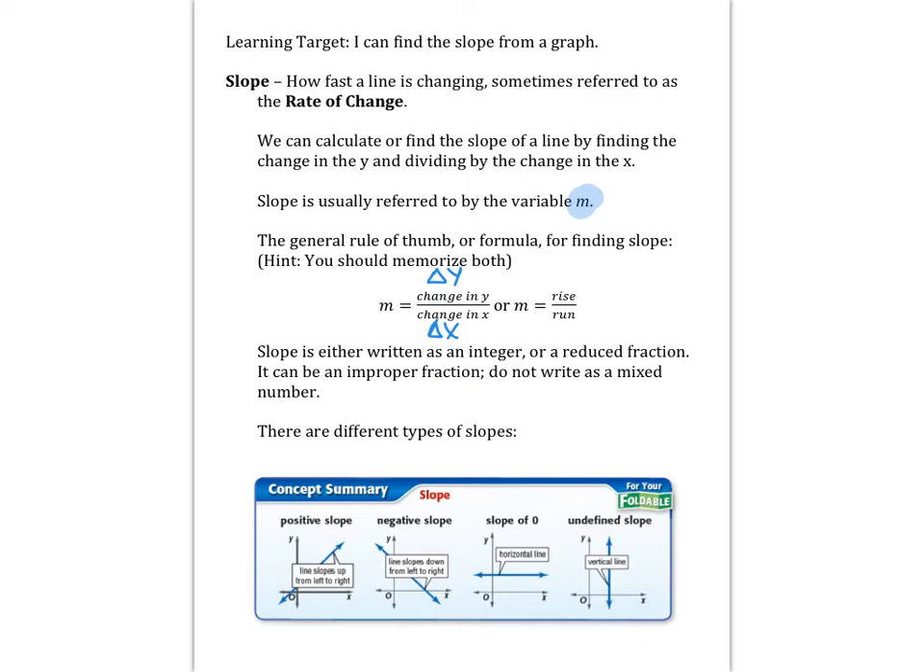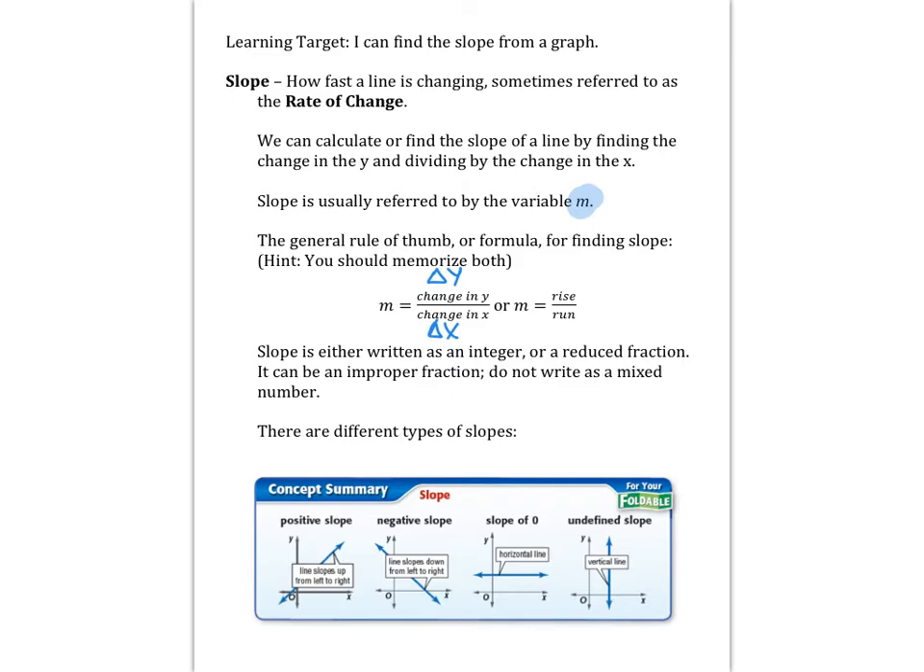Slope is either written as an integer or a reduced fraction. It can be written as an improper fraction, but never write it as a mixed number. And we will learn that you'll never see it as a mixed number, and you don't want to write it as a mixed number because if you have to graph that slope, then it's very, very difficult. So do not write it as a mixed number. We want to leave it as an improper fraction or an integer or a reduced fraction.